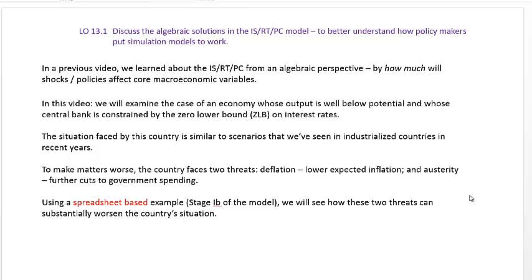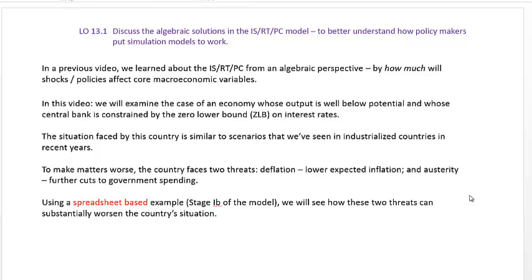Now this is a situation that closely resembles the situation that has been faced by some advanced or industrialized economies in recent years. To make matters worse, the country is now worrying about two threats. One is deflation, that market participants will come to expect even lower inflation and they'll be bringing down their prices even more, potentially a deflation, and also austerity, further cuts to government spending.